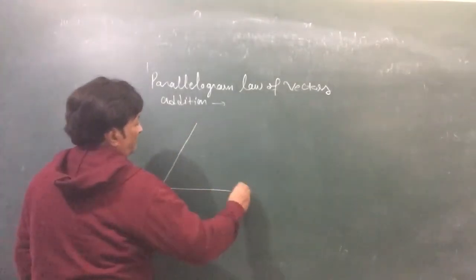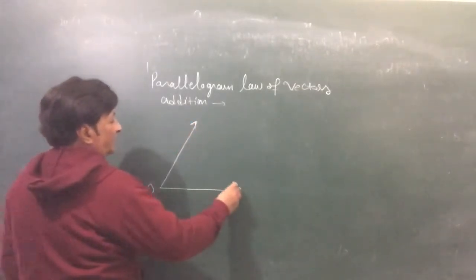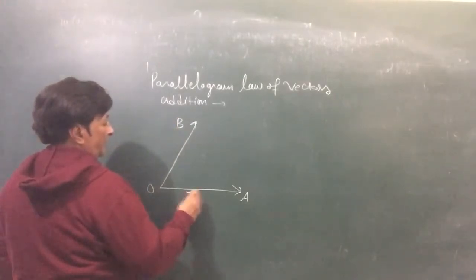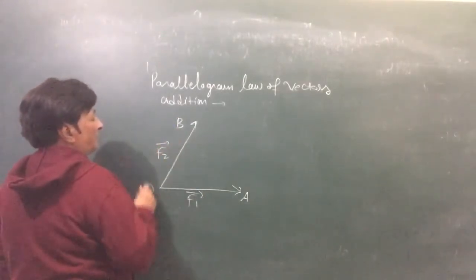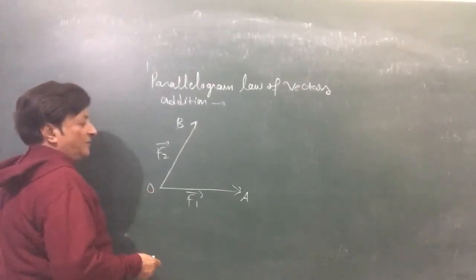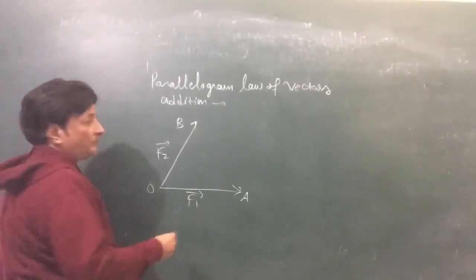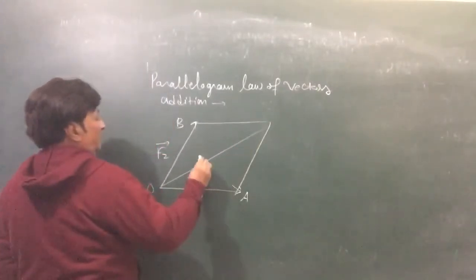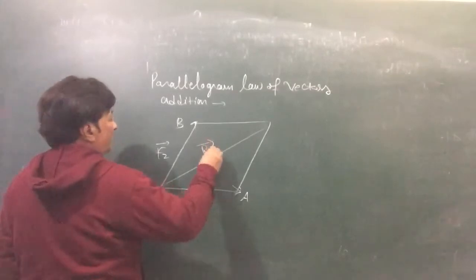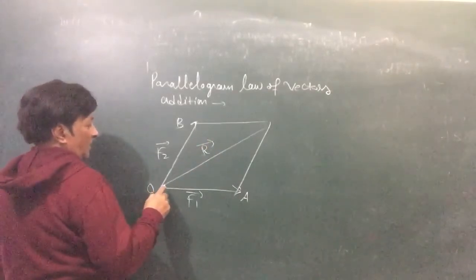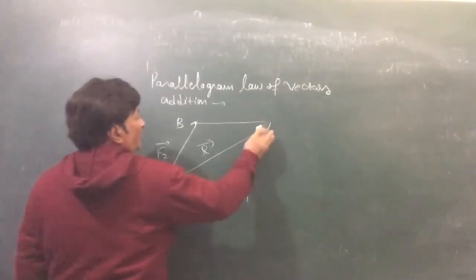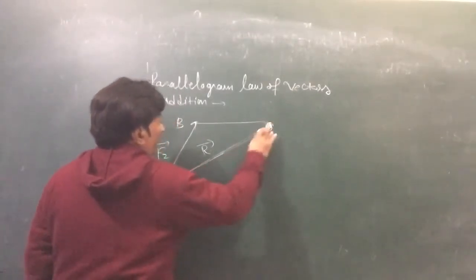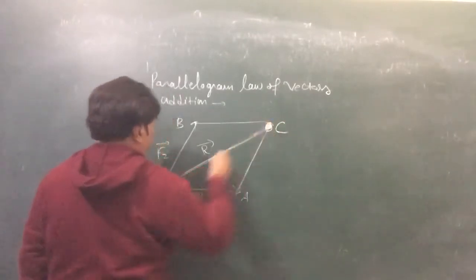the two adjacent sides of a parallelogram, say vector F1 and vector F2, the two forces which are represented by the two sides of a parallelogram, then the resultant vector R is given by the diagonal passing through the same point, say O.